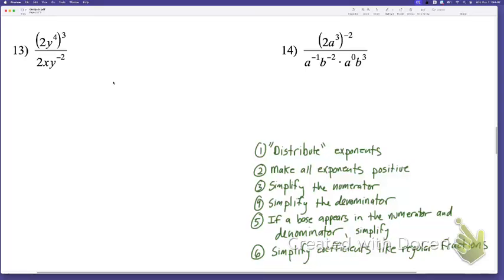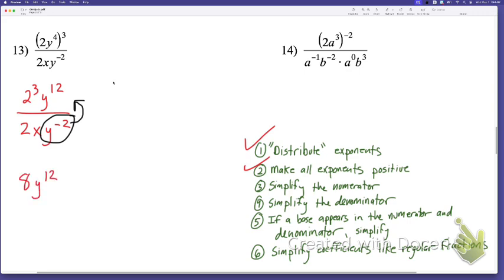All right, number 13. Let's see, we can distribute exponents to get 2 to the third y to the 12th over 2x y to the negative 2. And it says make all exponents positive. So let's move this across the fraction bar. I'm going to write 2 to the third as 8. So I'll have 8 y to the 12th, y to the second now in the numerator over 2x.